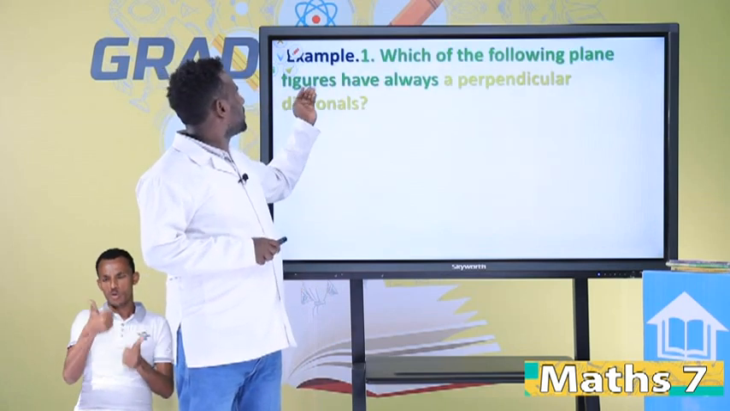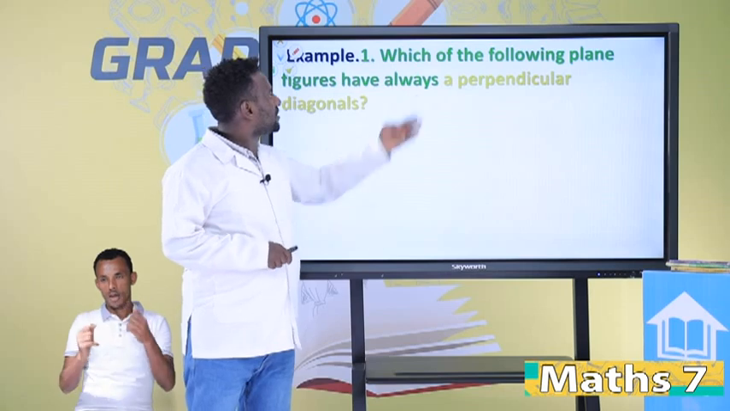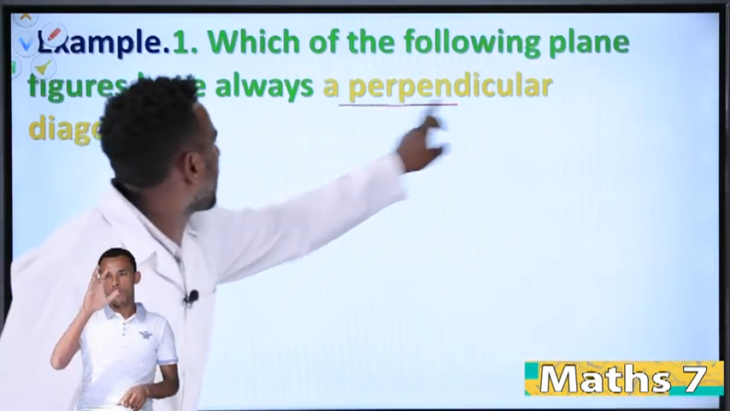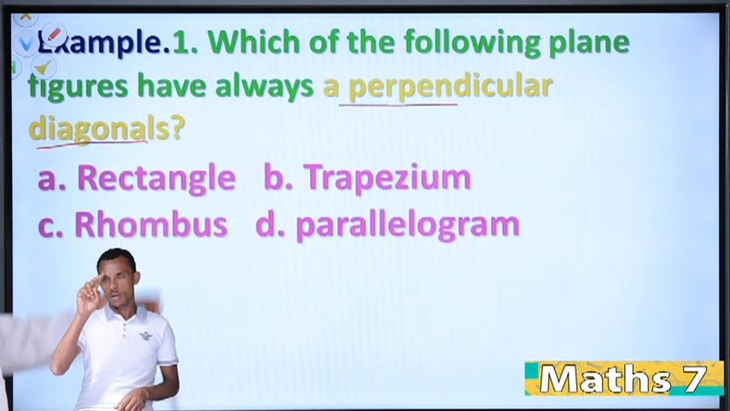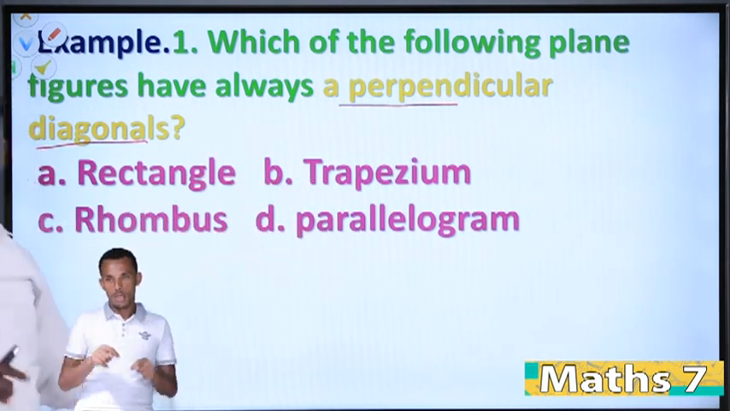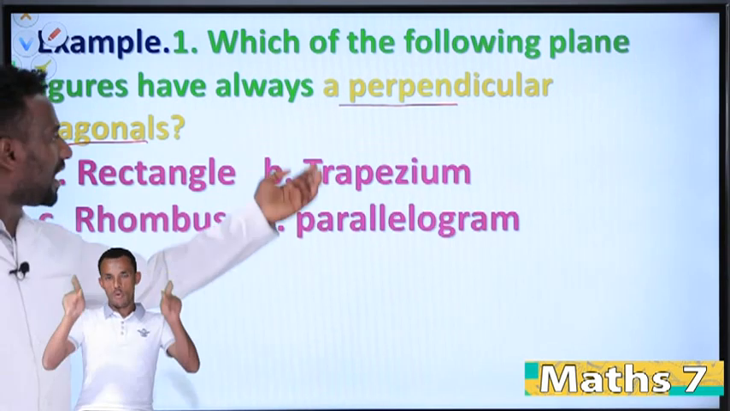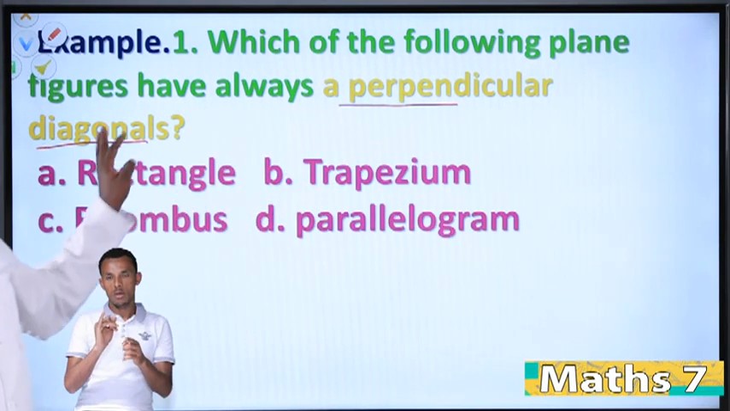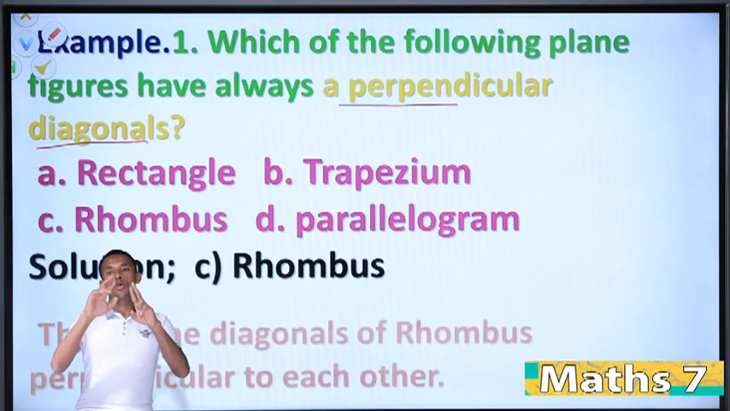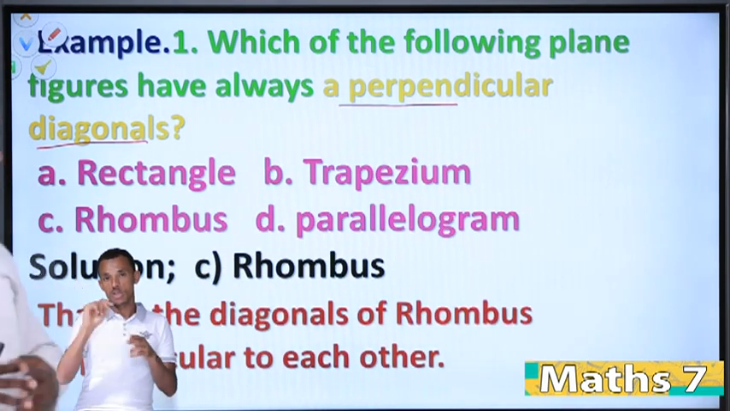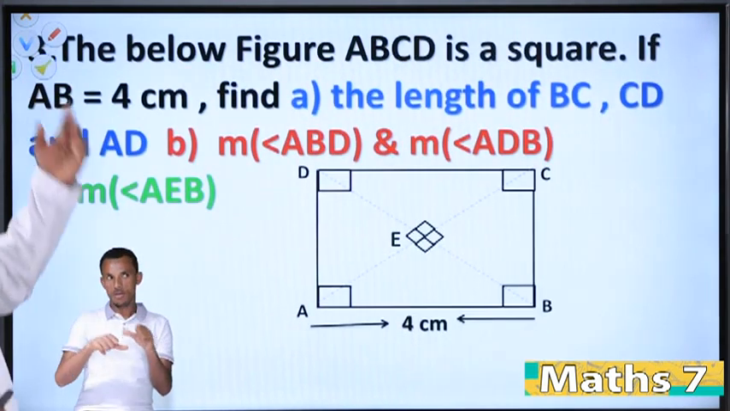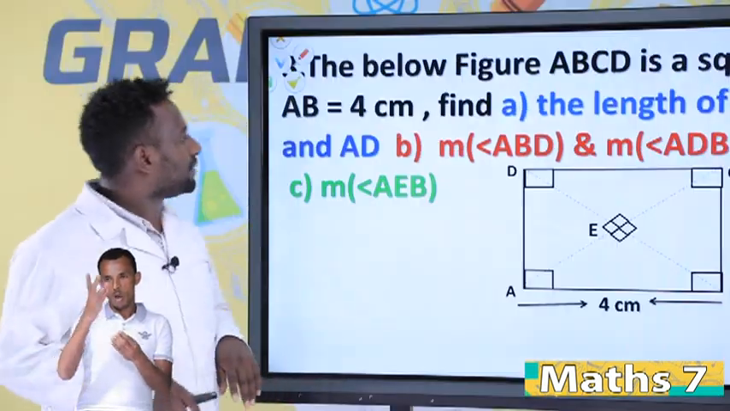Example: which one of the following figures always has perpendicular diagonals? A. Rectangle, B. Trapezium, C. Rhombus, D. Parallelogram. The answer is rhombus, because the diagonals of a rhombus are perpendicular to each other. Let's add one more example.